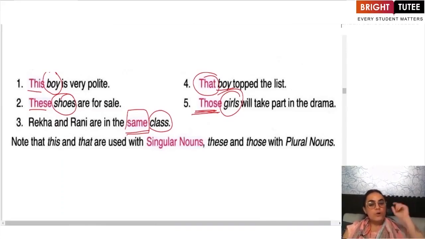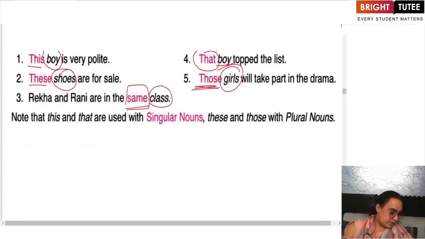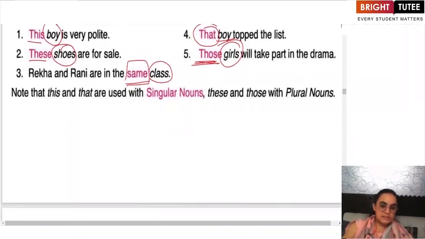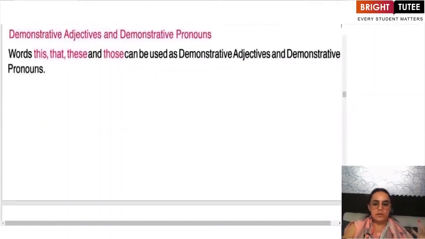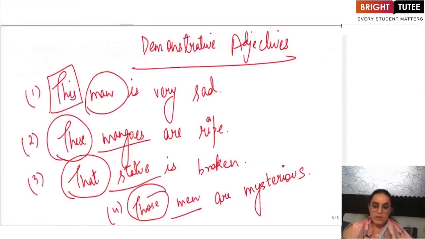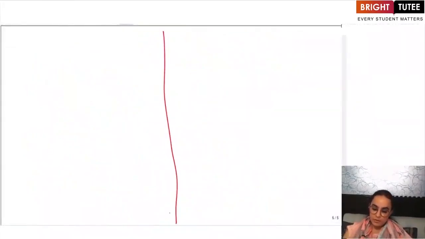So we know that demonstrative adjectives are this, that, these, those, and same. They are always used before a noun, and they are used to point out at something. Clear? Let us now understand the next type. This is something I'm sure you students know, but I'll still revise it for you once. How do we identify between demonstrative adjectives and demonstrative pronouns?